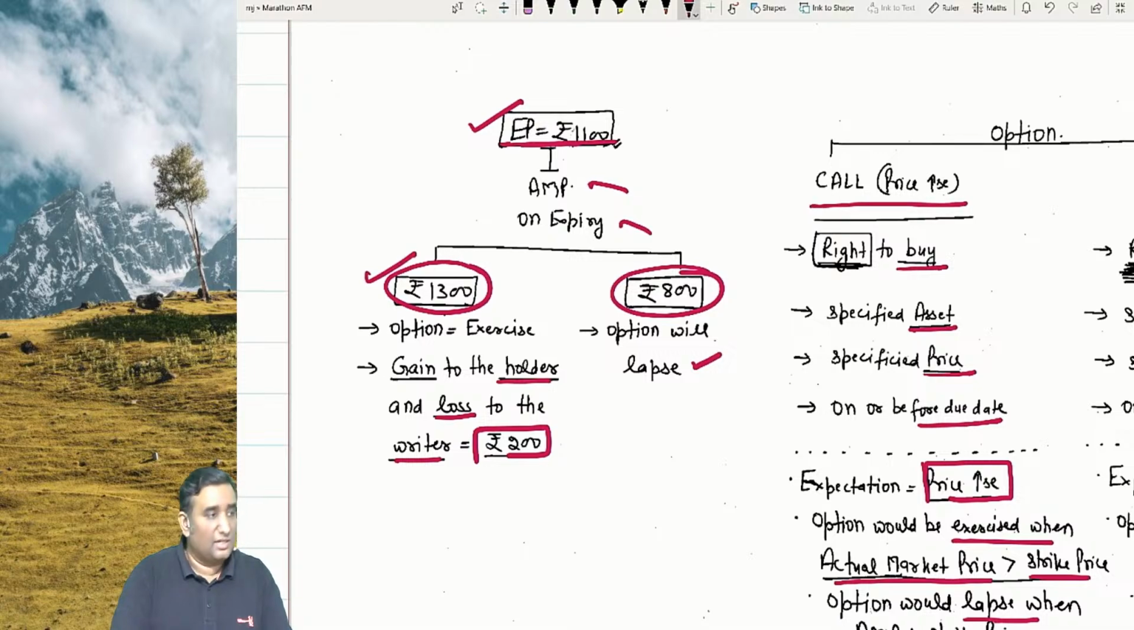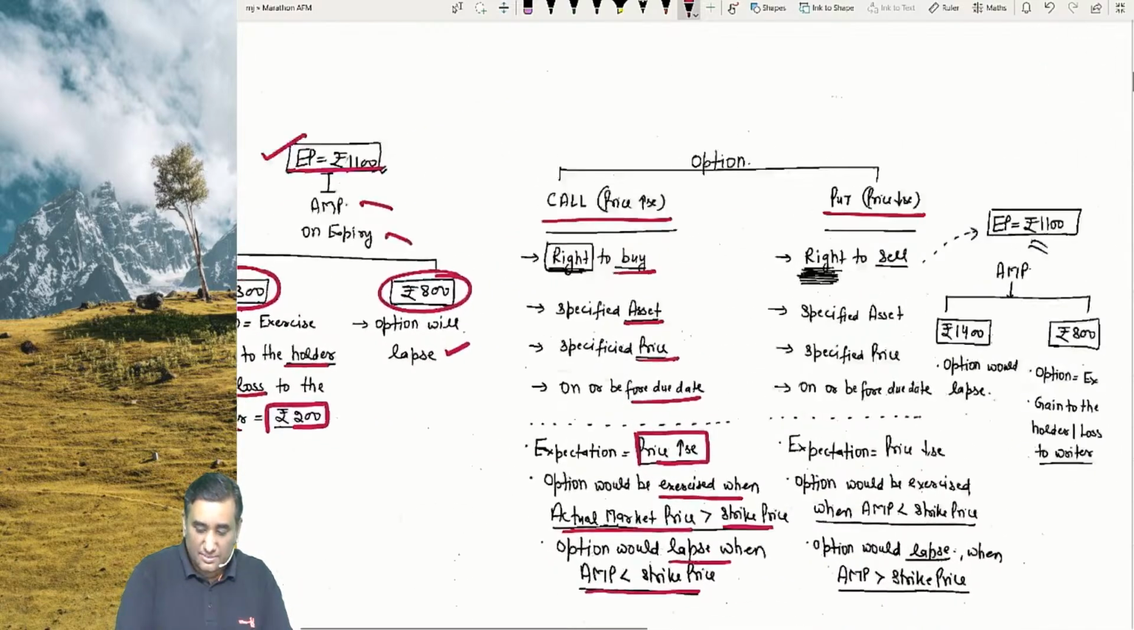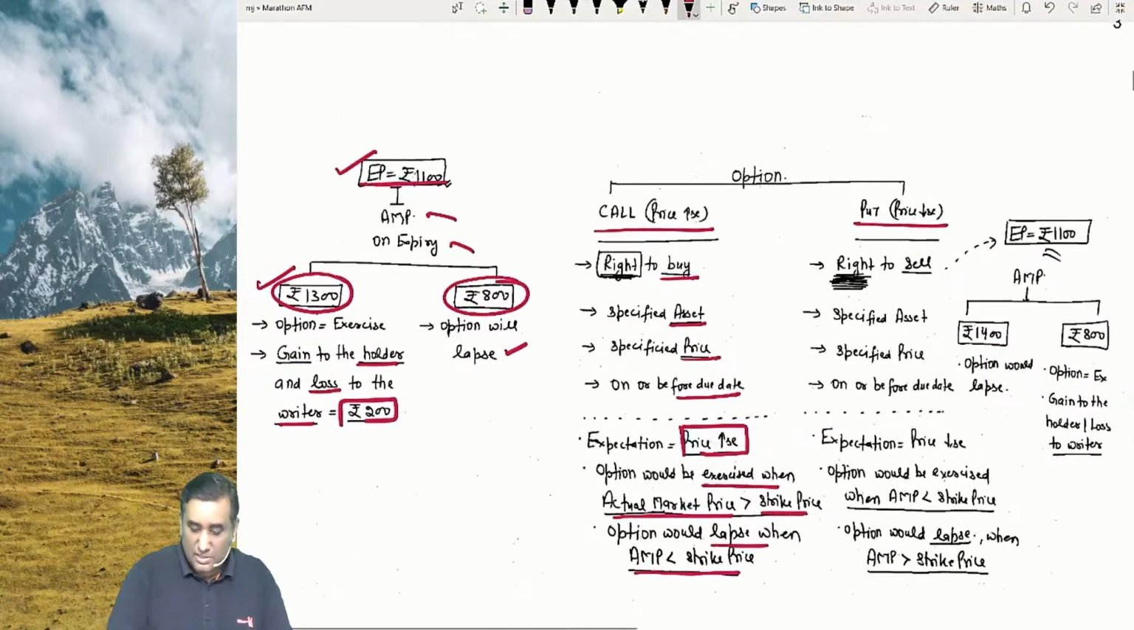If the price becomes 1300, price increasing basically is exercise, decreasing is lapse. Similarly is a put option. Put is the right to sell. Right is only with the holder, the person who pays the premium. Right is with you because you have paid the fees for the examination. Institute has no right. They have the obligation. If you go, they'll have to provide you the seat to write the exam.